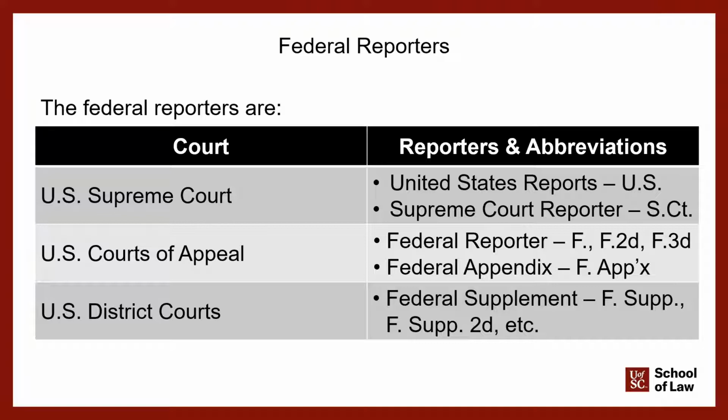At the next level, the intermediate court of appeals for the United States is the US Courts of Appeals, and they publish their cases in the Federal Reporter. And the Federal Reporter has gone into multiple series because there's a lot of US Courts of Appeals. So we have Federal, Federal Second, Federal Third. I'll explain a little more about the series in a slide in a bit. And they also publish something called Federal Appendix, which is fairly new. You're not likely to see it, but it is out there.